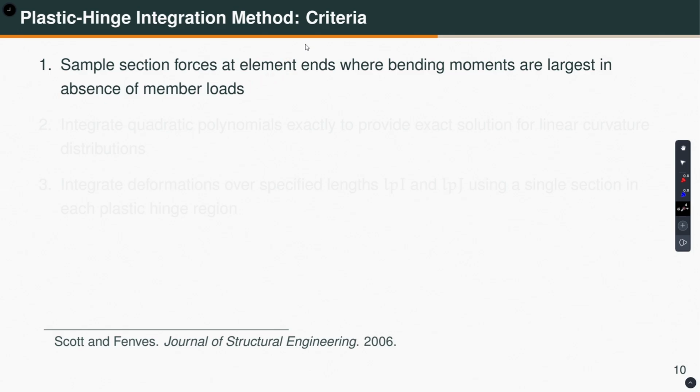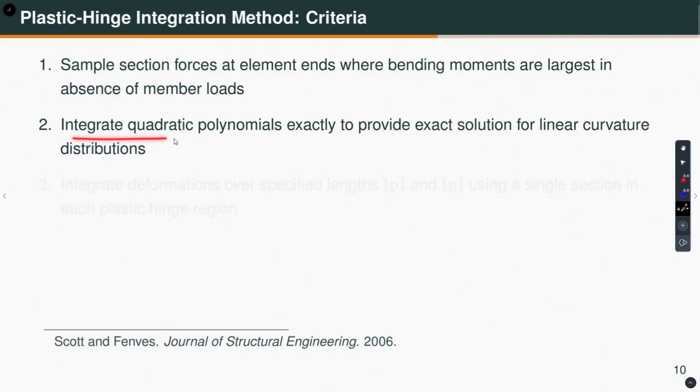So, we will be using Gauss-Radau, that is what this point is saying, or something else similar to Gauss-Radau, where we have integration points at the element ends, right. Then we need to integrate quadratic polynomials exactly to provide exact solution for linear curvature distributions. So, what we mean by that, if you recall from our previous lecture, is that the flexibility matrix for a force based element is the integration from 0 to L of B transpose x F bar x B x dx, right.